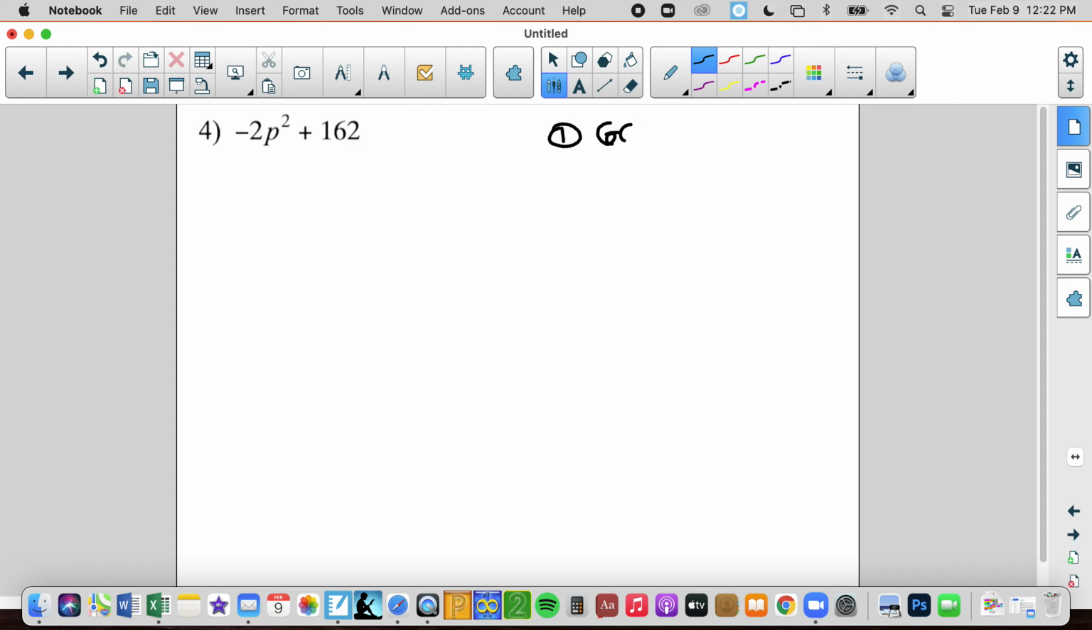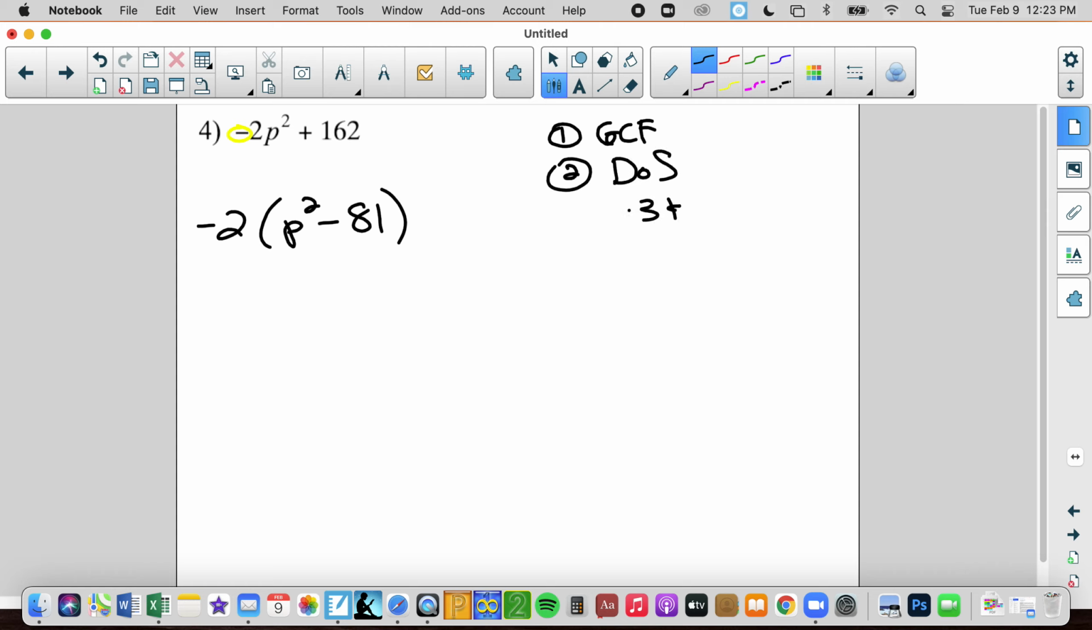Is there a greatest common factor? Since my first term is negative, I have to factor out a negative. I'm going to factor out a negative 2, and I get p squared minus 81. Good. So I'm going to go here. I have two terms. Difference of squares. Is it a difference of squares?